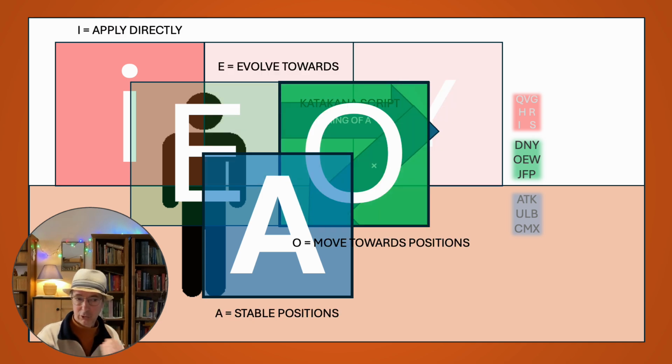But first, just in the background, we have these vowels. The E is what is applied directly into a global sense. The A is what is evolving towards something. The O is that thing where it evolved to in the environment. The A are the stable positions from the Roman script. These are some of the positions.